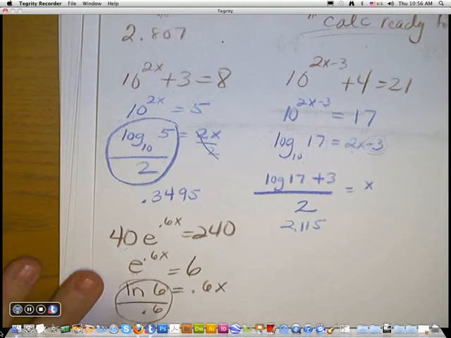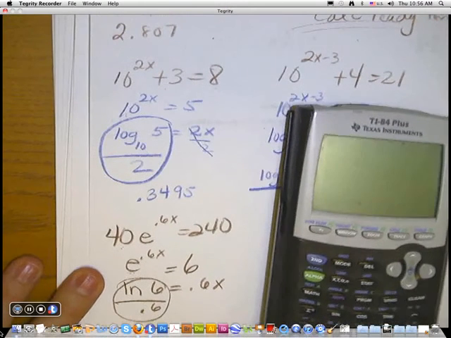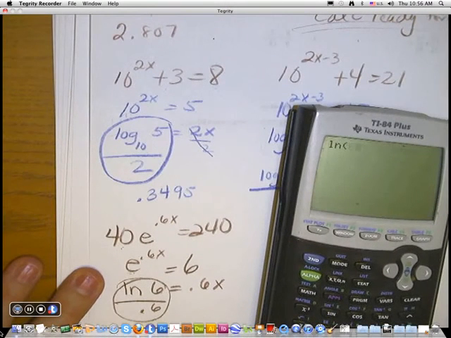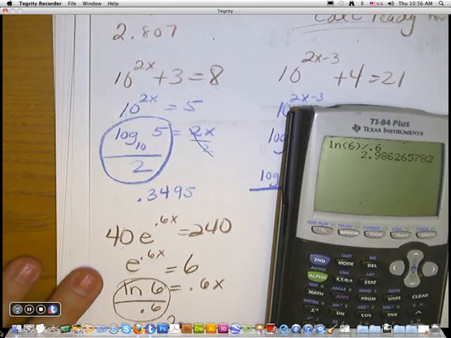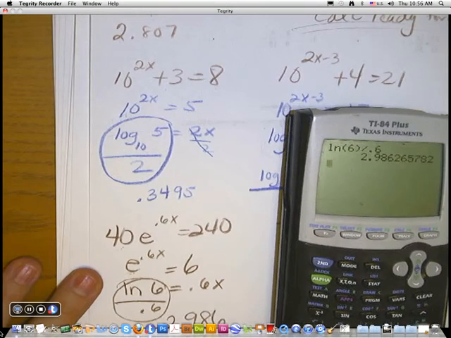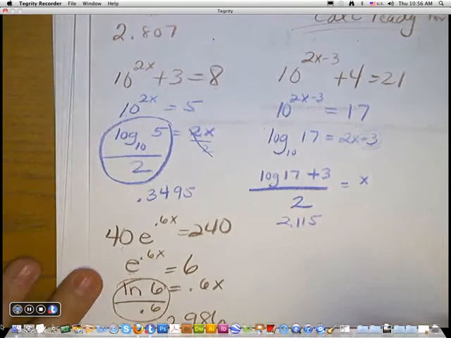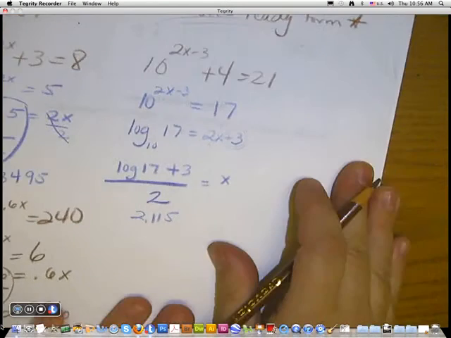Punch that into your calculator. Natural log of 6, make sure to close your parenthesis, divided by 0.6. Give me 4 significant digits, so 2.986.